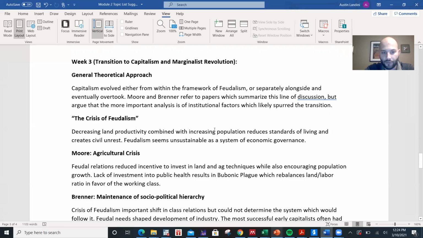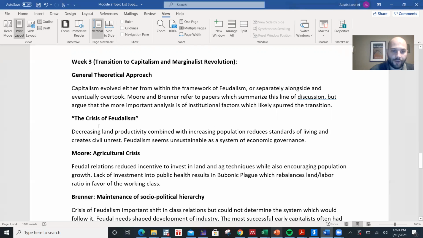We see that there was a period where there was decreasing land productivity and decreasing income per capita, but there was also increasing population, which reduced standard of living and creates civil unrest. And during this time period, it seemed that feudalism was not going to be sustainable as a system of economic governance. So how did we get from feudalism into capitalism as the most common system of governance?